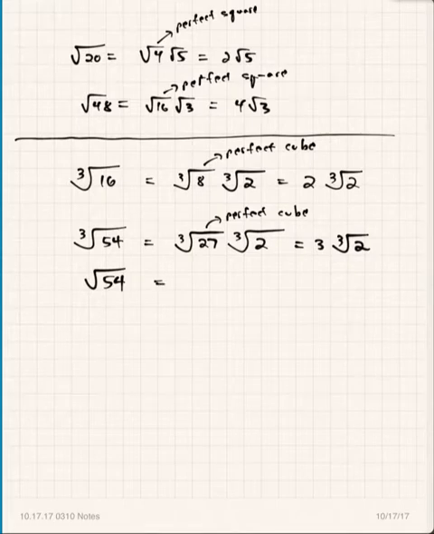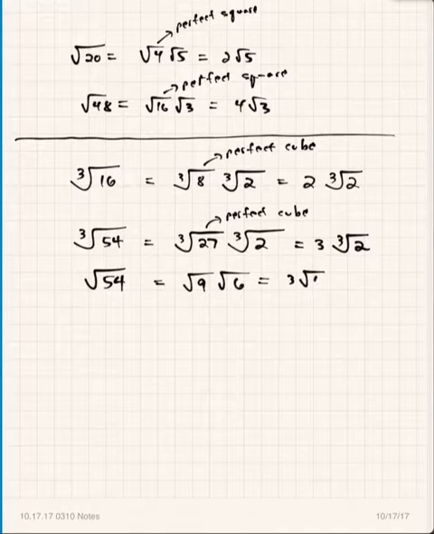Now you're looking for a factor that's a perfect square. And that would be 9 and 6, wouldn't it? Right? Because 9 is a perfect square. And that would be 3 times the square root of 6. So, pay attention to the root and make sure that you know what root you're talking about.